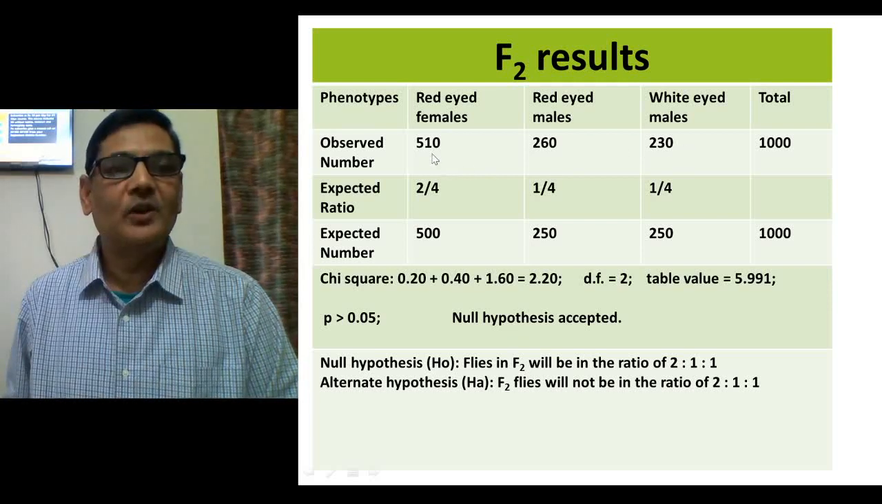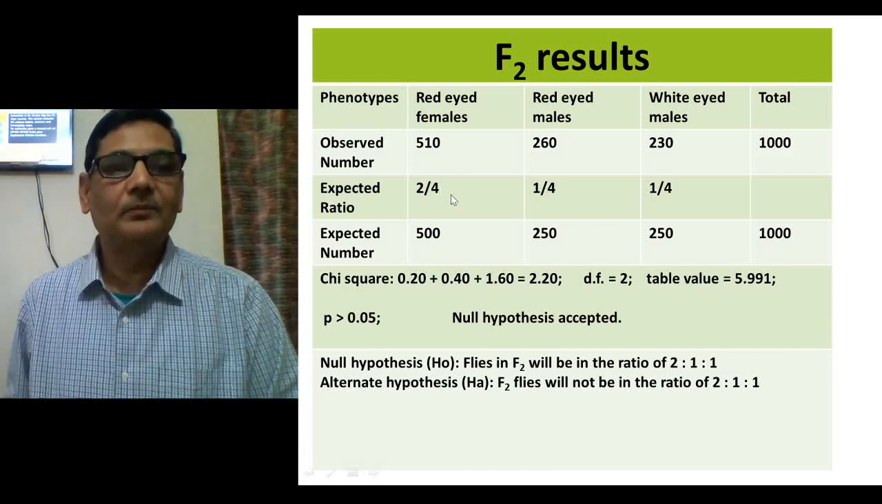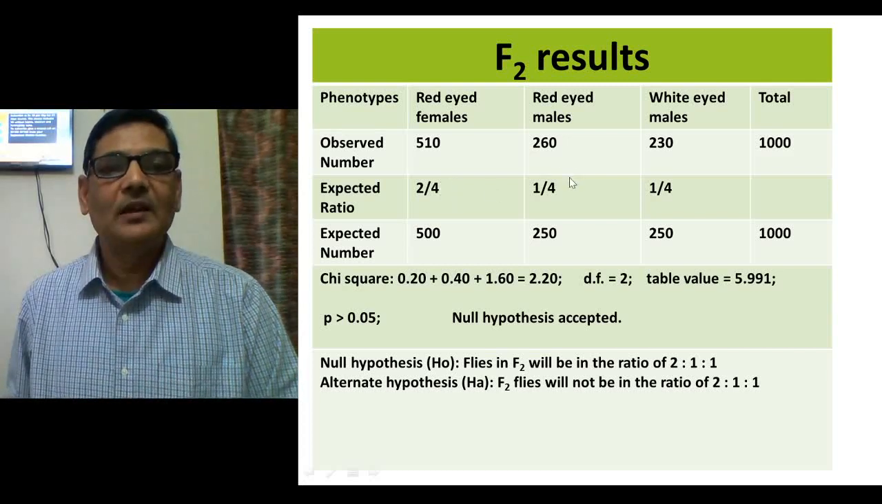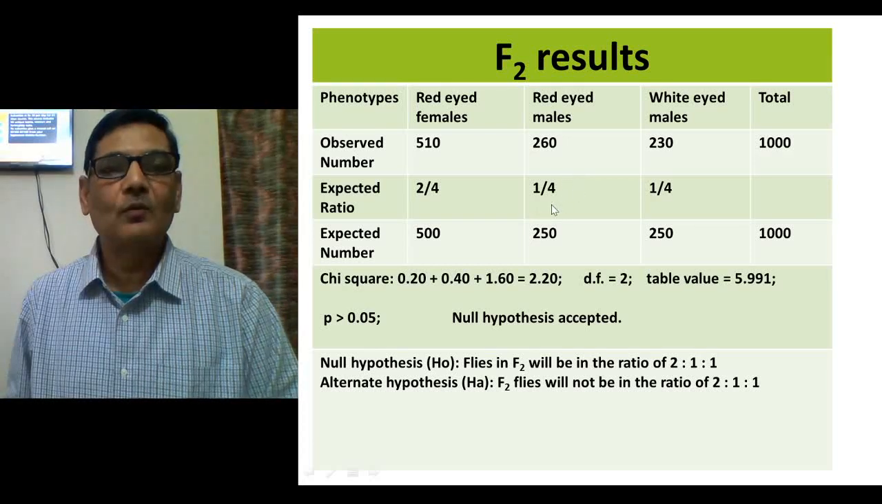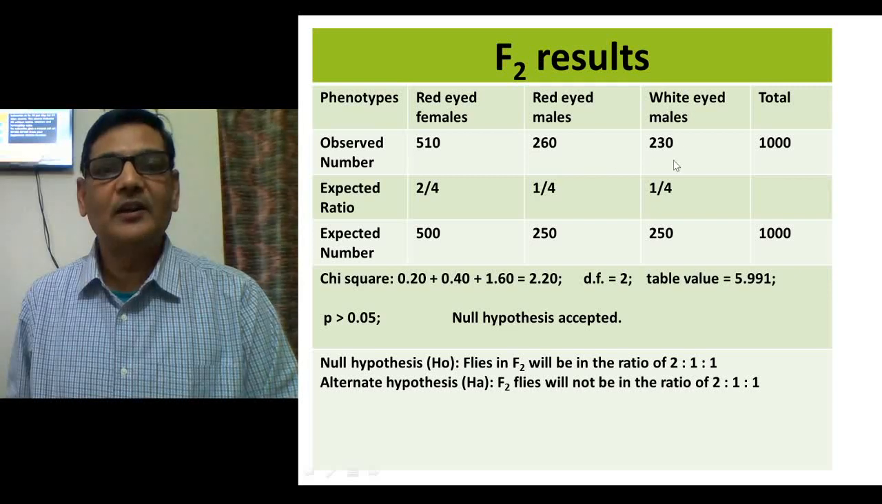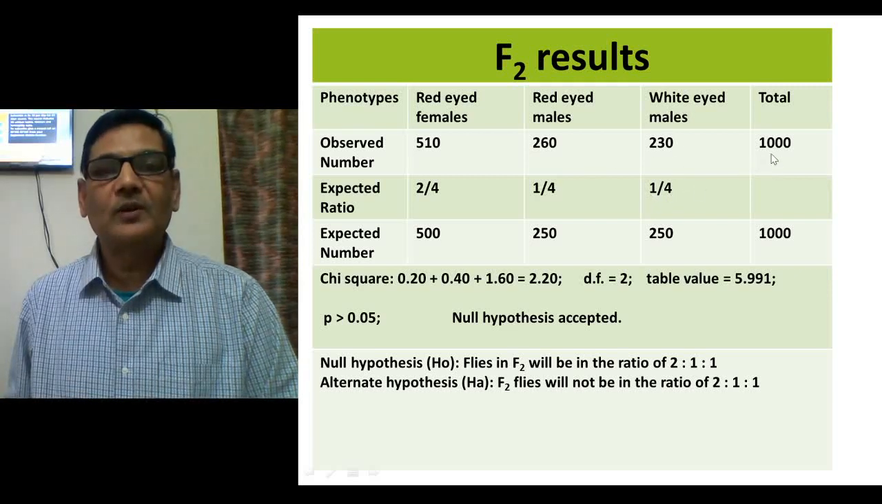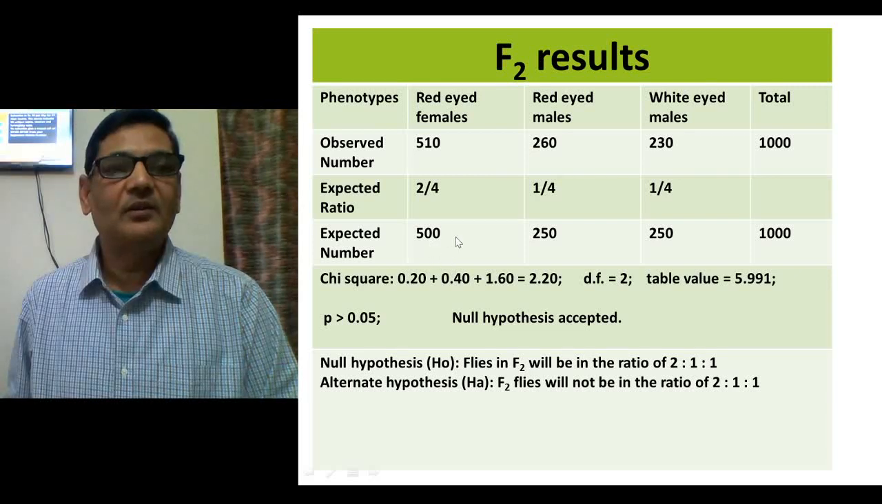So what do you expect? You expect all females to be red-eyed. So 2 by 4, half will be the number of females, and all will be red-eyed. Then 1/4 of the entire number will be male individuals, and they will be red-eyed. White-eyed males are 1/4 also. So out of 1000 you expect 500 red-eyed females, 250 red-eyed males, and 250 white-eyed males.